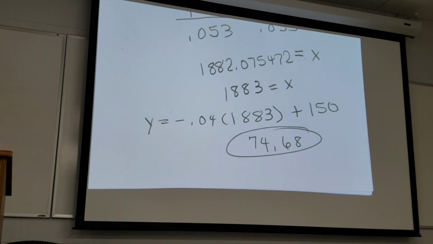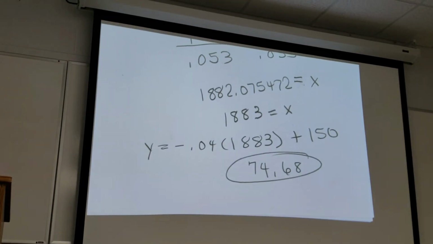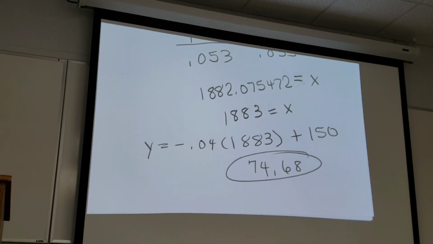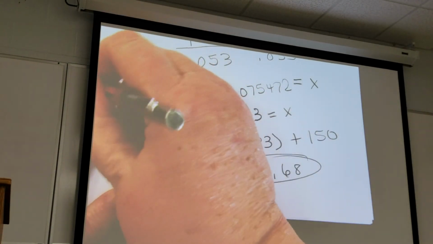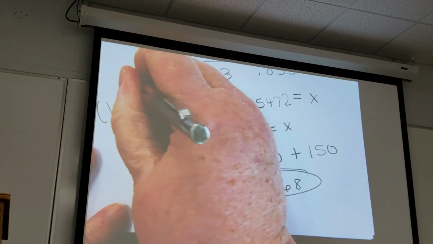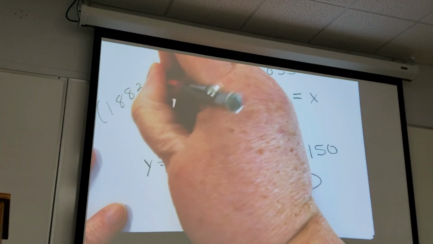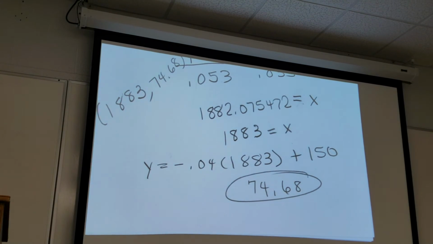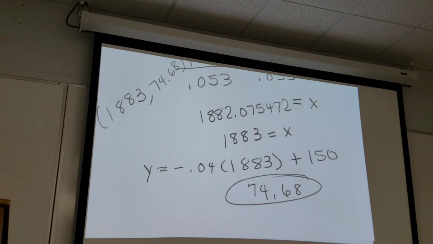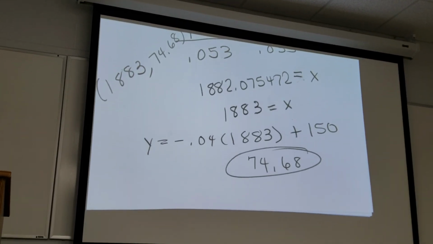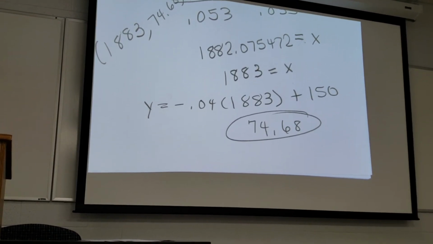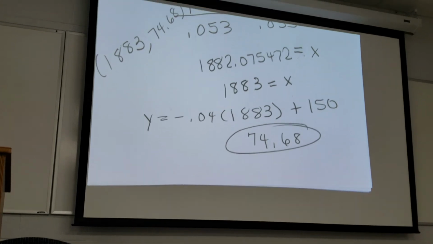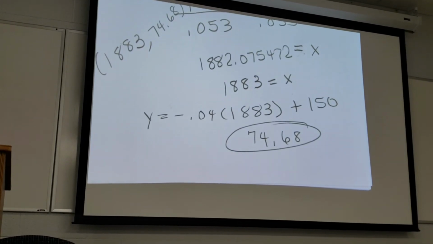Okay, your supply and your demand, and that's the point. The point would be 1,883, comma, $74.68. It's 1 divided by 75. I don't think that's gonna change anything. Right? That's equilibrium, where you take the two, set them equal together, and that's by substitution.